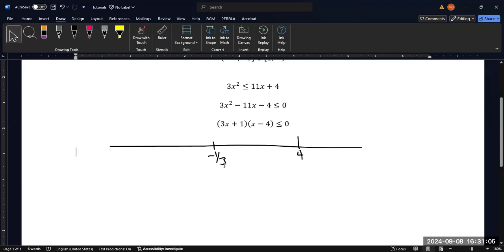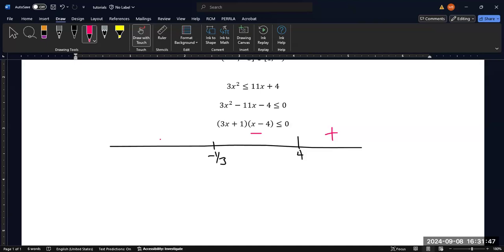Now, again, what I want to do is think about what signs these are going to be. So again, I can think of this from the visualization standpoint. This is an upward facing parabola. Therefore, it should be positive, negative, positive, but I can double check by plugging in values. So if I plug in, let's say 0, I'm going to get negative 4. And 0 is between my two numbers. If I plug in 5, I'm going to get something positive here, and 5 minus 4 is also going to be positive. Positive times positive is positive.